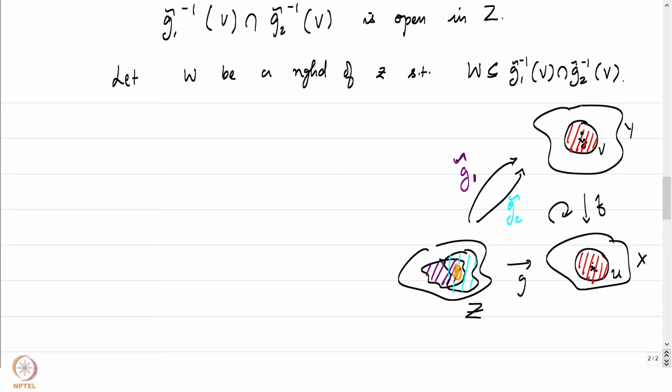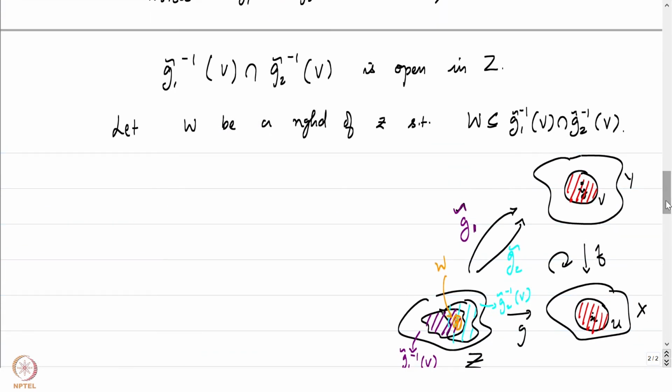So let me give the names to this. This is going to be G1 tilde inverse of V. This blue is going to be G2 tilde inverse of V, and the orange is precisely the W. Okay, so that's the picture that was captured very concretely above. And notice that G1 tilde of W and G2 tilde of W both are contained in V. That is the primary observation here.